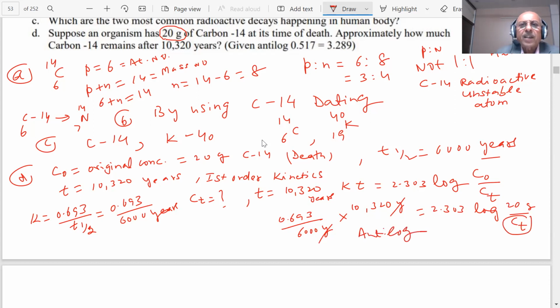Anti-log. And we are given the value of anti-log 0.517. So I will substitute this value, and then I will get the value of CT by using this. I hope the question is answered.